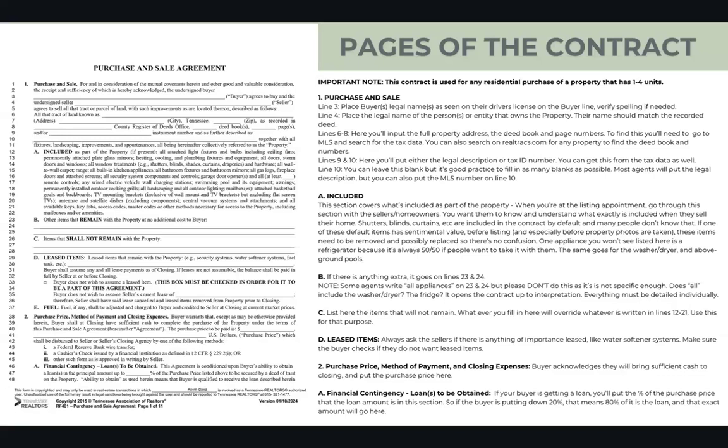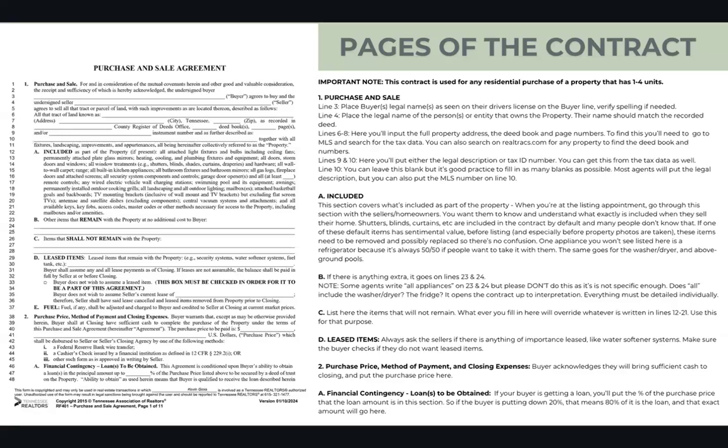Lines 6 to 8, you're going to input the full property address, the deed book, and page numbers. To find this, you'll need to go to MLS and search for the tax data. You can also search realtrax.com for any property to find the deed book and numbers. Lines 9 and 10, here you'll put either the legal description or the tax ID number. You can get this from the tax data as well. Line 10, you can leave this blank, but it's good practice to fill in as many blanks as possible. Most agents will put the legal description, but you could also put the MLS number.